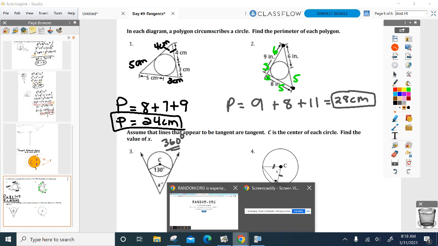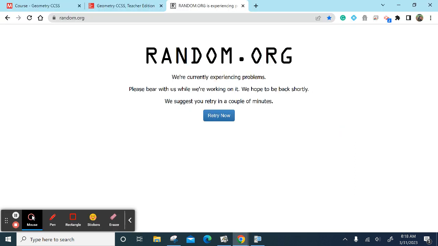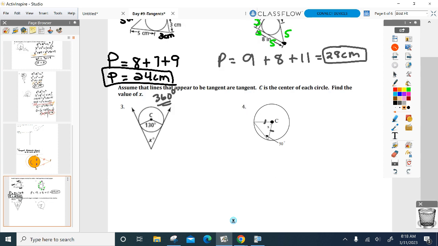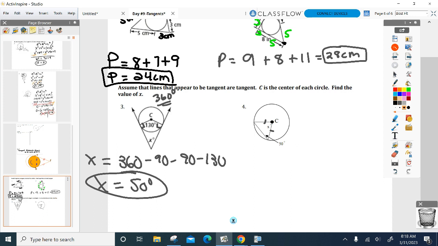All right, so for 3, we use the theorem I gave you guys today. Radius drawn to a point of tangency, right angle, right angle. 360 minus 90 minus 90 minus 130 gives me x. What do we get there? 180, 50? So there's 50. And then over here, other than knowing the radii are congruent, there are no more circle facts.